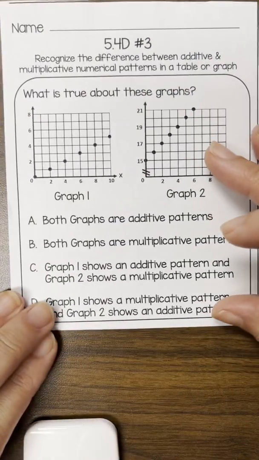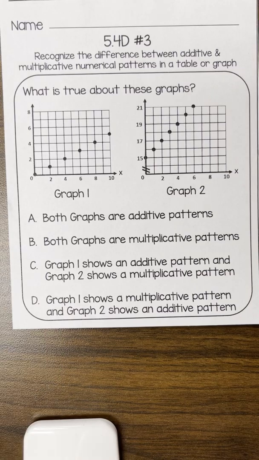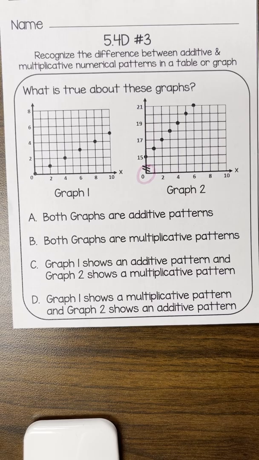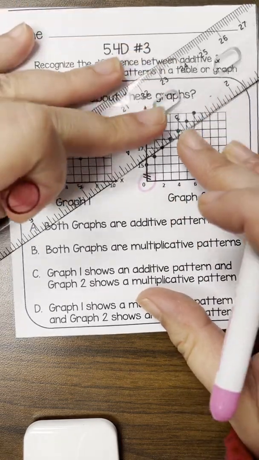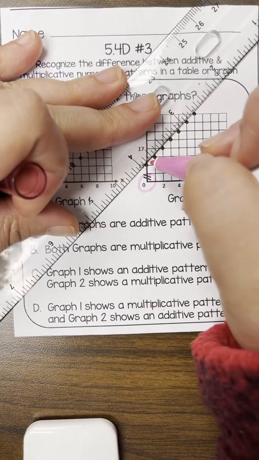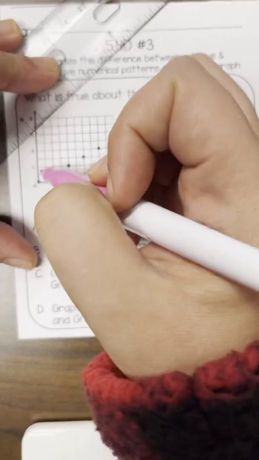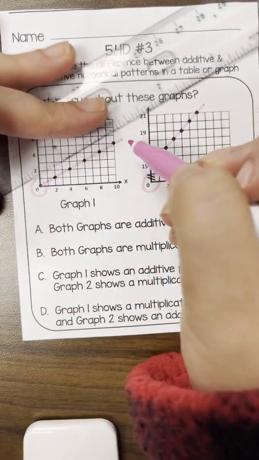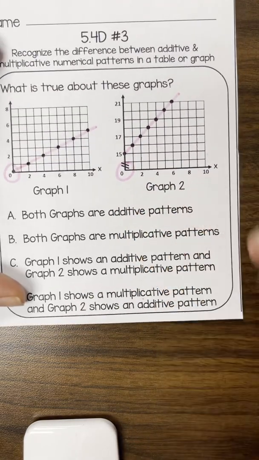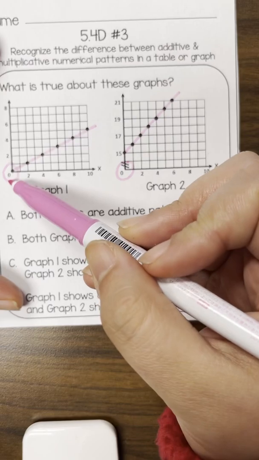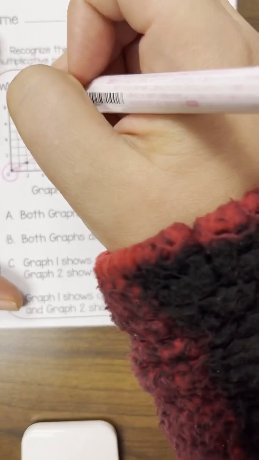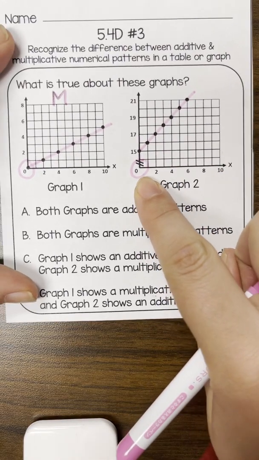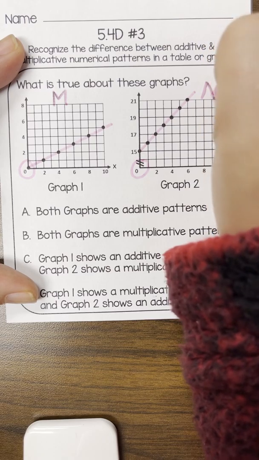Let's do the third problem, okay? So again, always, always, always look at the origin, and then we're going to draw our line. Okay, so we have that one, and then we have this one. Okay, so if you notice, graph number 1 starts at the origin, which means it's multiplicative. Graph number 2 does not start at the origin, so that means it's additive, okay?